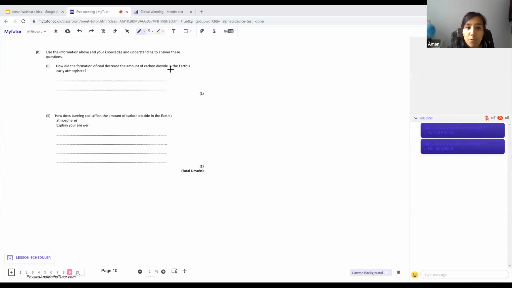So you can talk about photosynthesis reducing the amount of carbon dioxide in the Earth's early atmosphere. You can talk about plants dying. You can also talk about how someone is saying the carbon dioxide was stored inside coal. Excellent. Yep. So remember that coal is essentially a carbon compound. So you can talk about carbon dioxide being stored in coal as well.